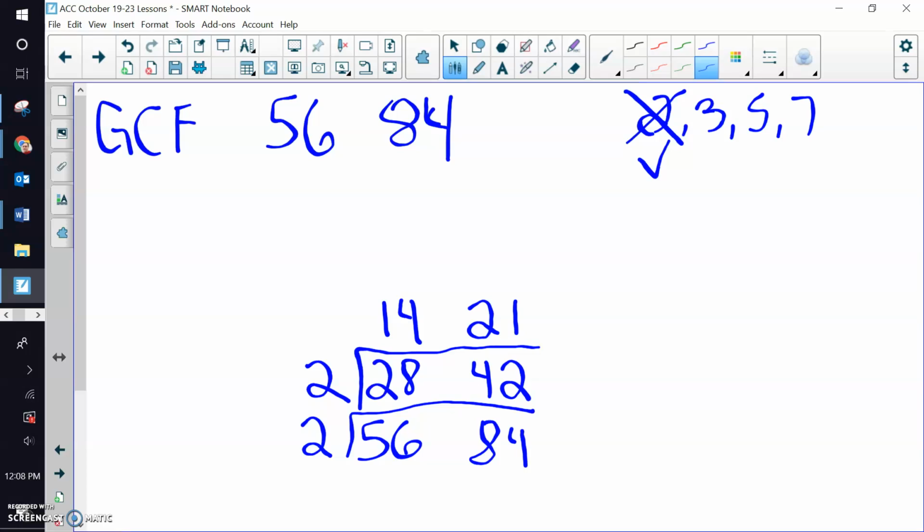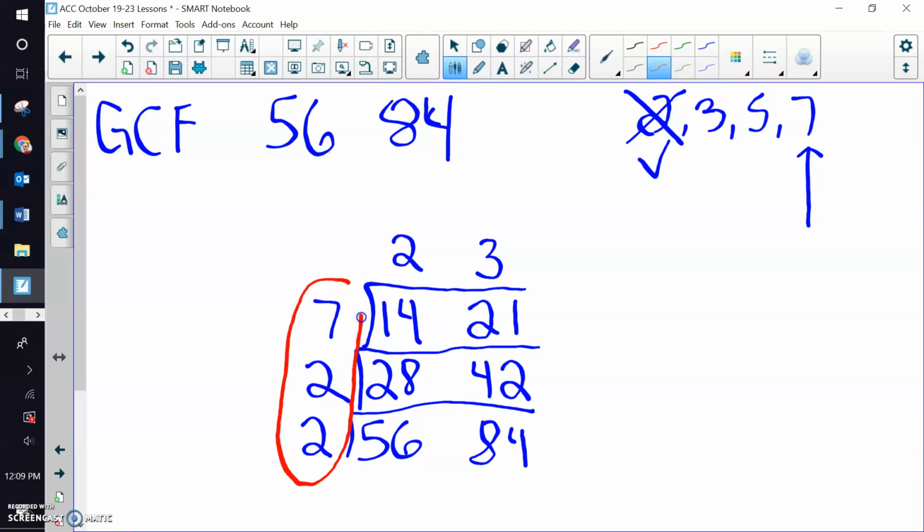Can we divide it by 3? You might at this point think, well, 14 and 21, I know a prime number that we can divide both of those by, and it's right here. We can divide them by 7, so let's go ahead and do that. Let's pull 7 out. So 14 divided by 7 and 21 divided by 7. All right, here's where we can stop, because 2 and 3 have no more common factors.